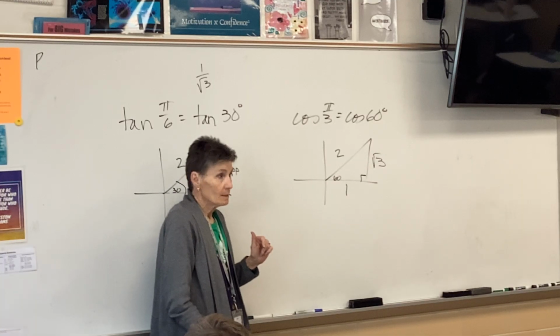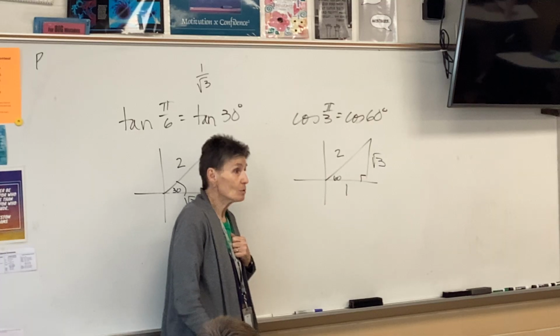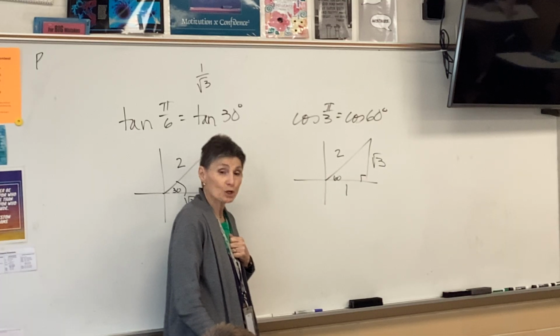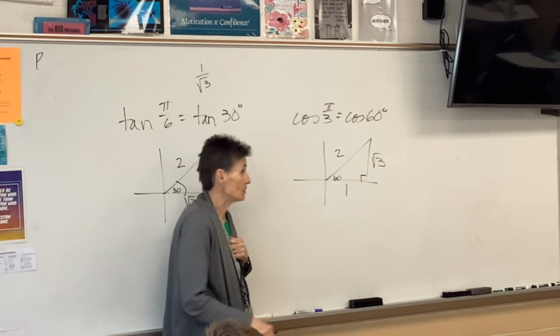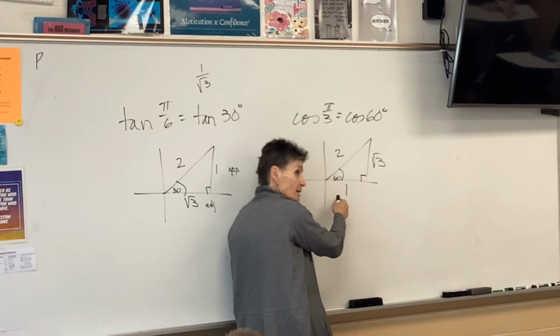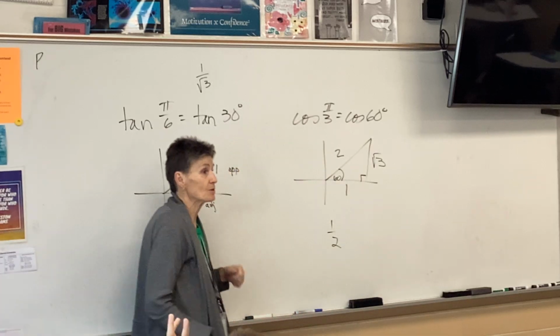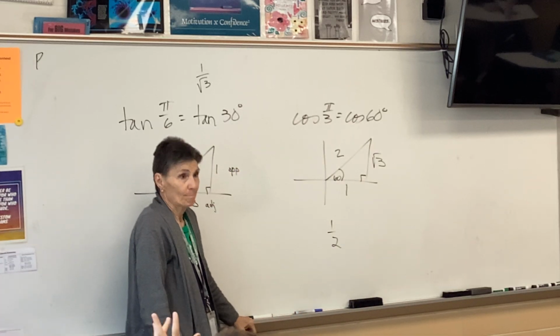Right? Now, I want cosine. Cosine is adjacent over hypotenuse. So here's your angle. So this is the adjacent. So how many of you got 1/2 as your answer? Perfect.